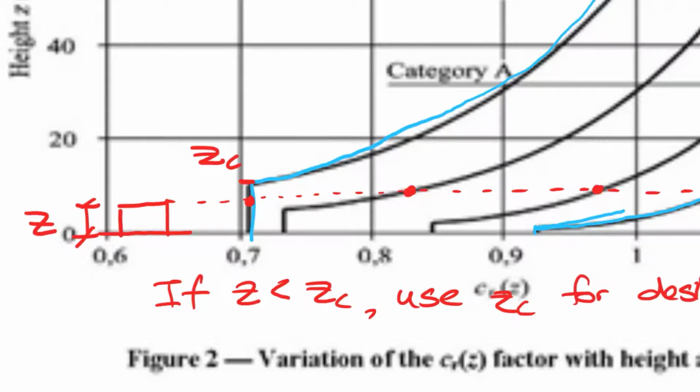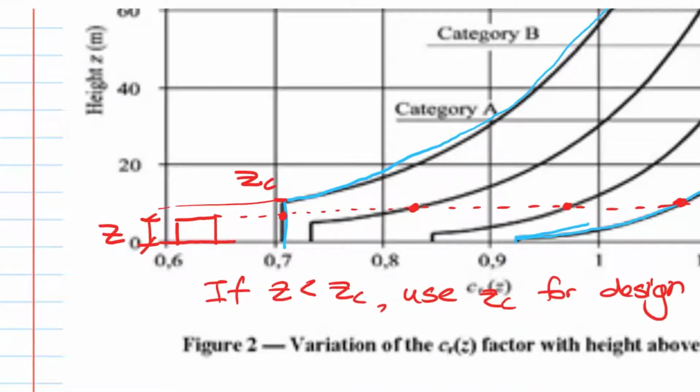It's a cutoff because you can understand, for instance, with a rough area, with a terrain category D, you have buildings that start and stop and all sorts of effects. You don't really want to reduce this too low because you'll see if you extrapolate this, you'll end up with quite a low wind pressure, and it might be too low, too unconservative. So if your Z is below ZC, use ZC. Otherwise, you use the height of the building to do your design.